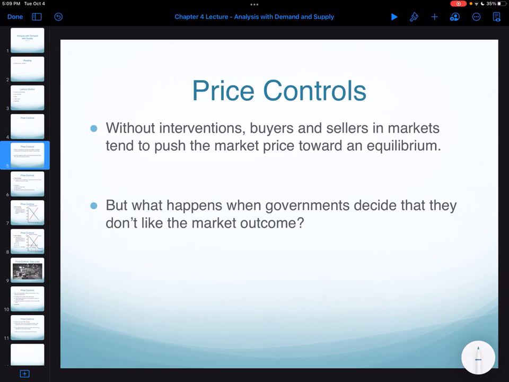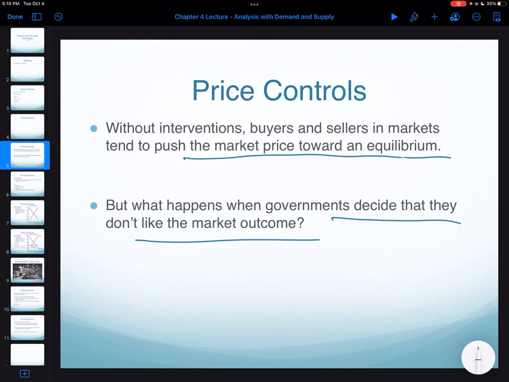Okay, well, they're basically when a government intervenes and sets a maximum or minimum price in a market. Okay, so we know in a market that when buyers and sellers interact, they tend to move towards equilibrium price, right? And that was what we talked about back in Chapter 3. It's this nice aspect of markets. Total surplus is maximized, okay? But in certain markets, sometimes the government decides that they don't like that particular equilibrium price. It's either too high or it's too low, right?